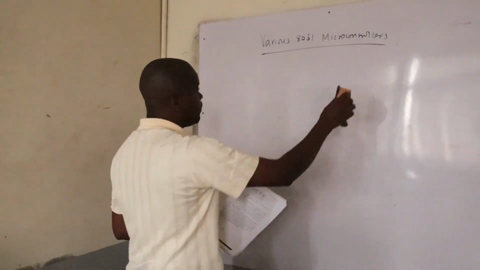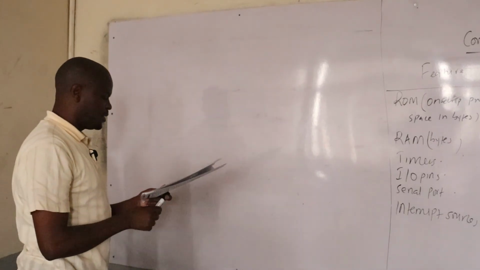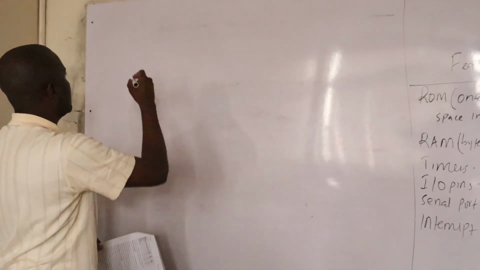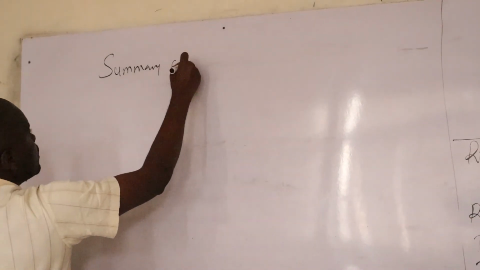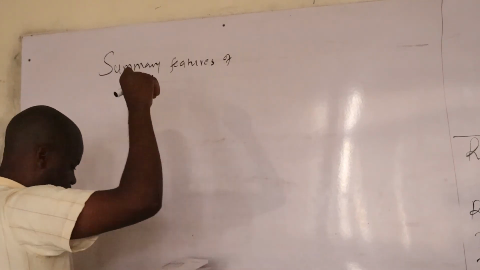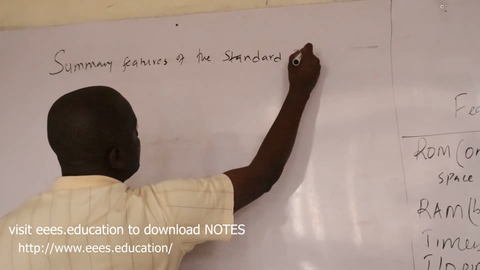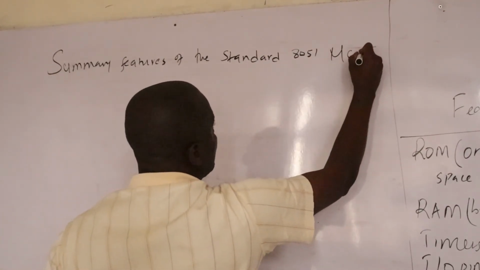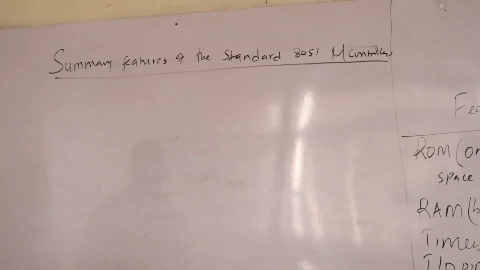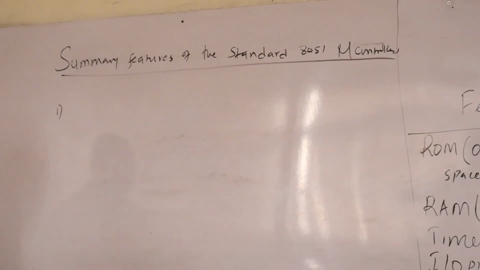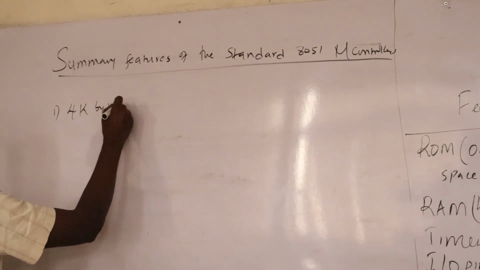So let's look at the summary features of what the 8051 usually has. So let's talk of the summary features of the standard 8051 microcontroller. We are just summarizing. The first feature is that it has 4 kilobytes of internal ROM.